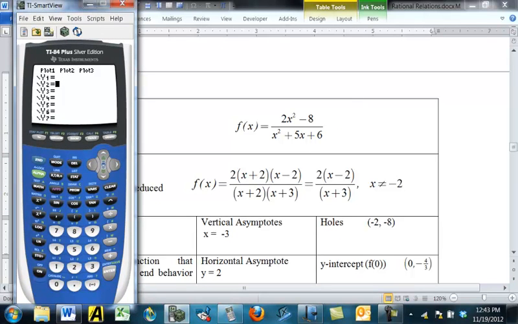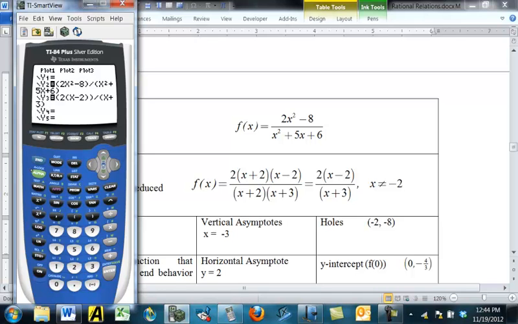Okay, so the original version, like it was, is parentheses 2x squared minus 8. Be sure you put parentheses around the numerator and around the denominator, because remember the fraction line there is a grouping symbol. So I put that as y2. So y3, I'll put the reduced version over here. Parentheses 2, parentheses x minus 2, close, close, divided by parentheses x plus 3.